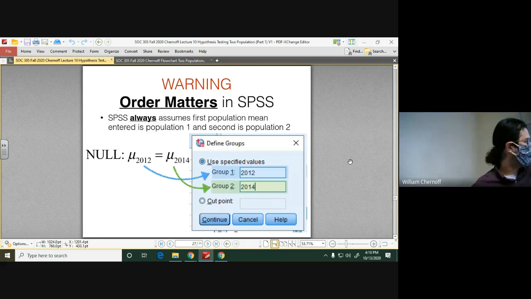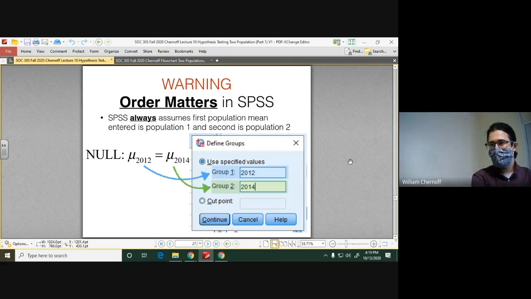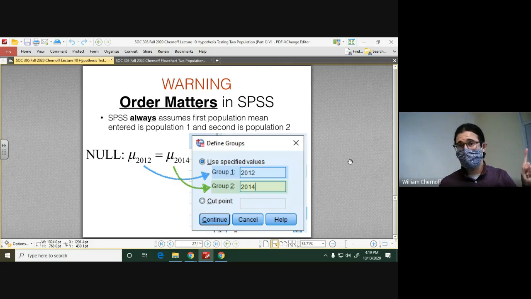So in this situation, I have my null set up to where I'm saying that the population average in 2012 is equal to the population average in 2014. Population average for 2012 is on the left. Population average for 2014 is on the right. Population in 2012 is our population 1, our group 1. And then the population on the right is 2014, our population 2, that's our group 2. So we want to make sure that when it comes to SPSS, group 1 is 2012, group 2 is 2014.